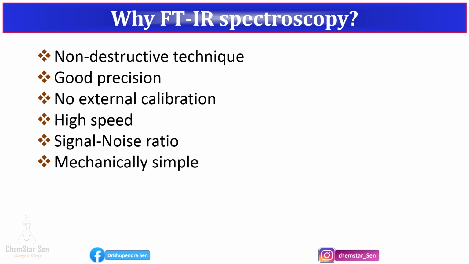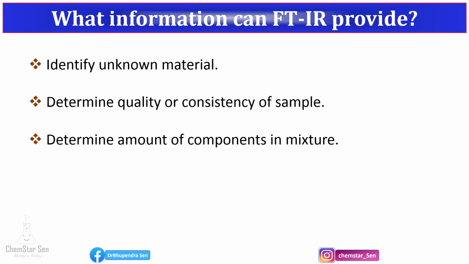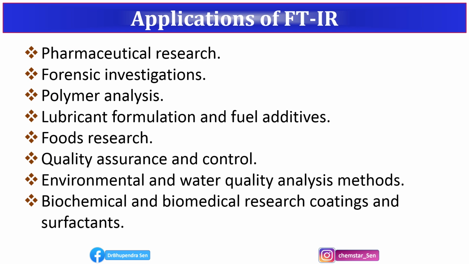Why should we use FTIR? We use FTIR because it is non-destructive, has good precision, does not need any external calibration, and is mechanically very simple. From FTIR we can identify unknown material, the quality of a sample, and the amount of each component present in a mixture. These are some important fields where FTIR is used for the identification and quantification of various samples.